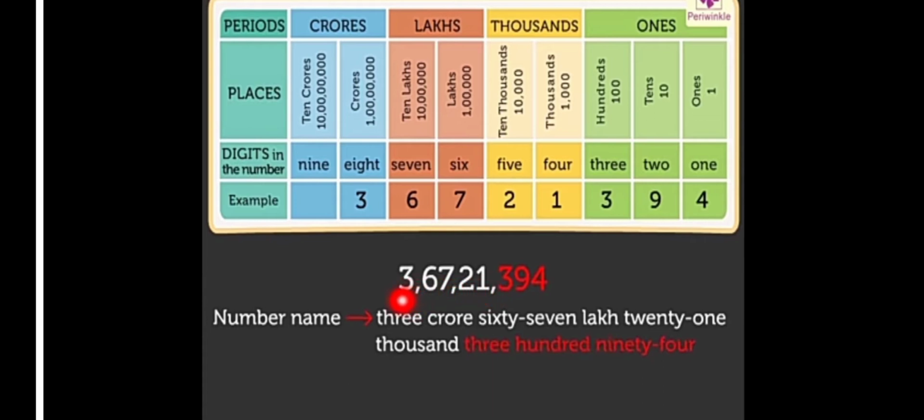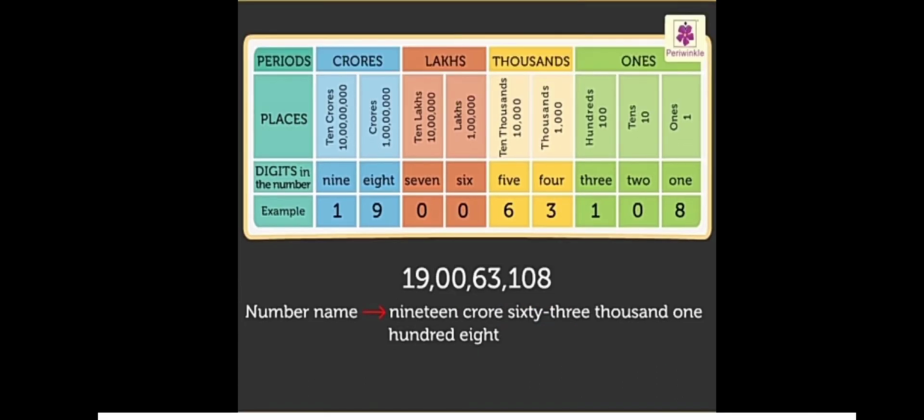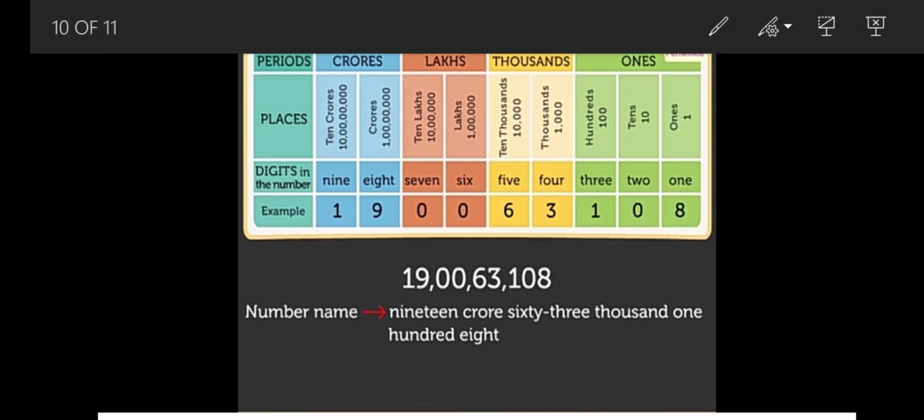So 3 crore, 67 lakhs, 21,394. Here is another example, and the digits are 190063108. Then how will we read it? Firstly, we will write all these numbers with their places. At ones place 8, tens 0, hundreds 1, thousands 3, 10,000 6, lakhs 0, 10 lakhs 0, crores 9, and 10 crores 1.